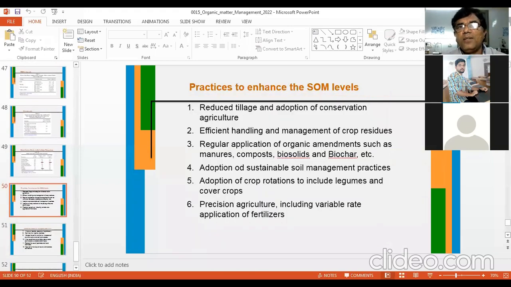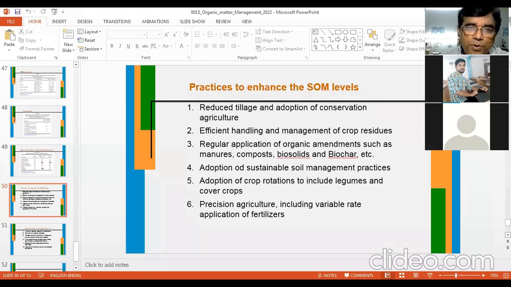Practices to enhance the soil organic matter levels. Now, two more slides, this one and the next one. So what can be done to increase the levels of organic matter? Reduce tillage and adopt conservation agriculture. It has been proved that if we adopt conservation agriculture, it increases carbon content and organic matter and reduces soil erosion. Efficient handling and management of crop residues. I've already discussed rice straw management. You can increase the carbon content in soil by adding residues and other organic materials. Regular application of organic amendments, manures, compost, biosolids.